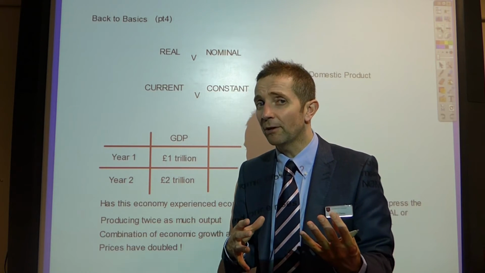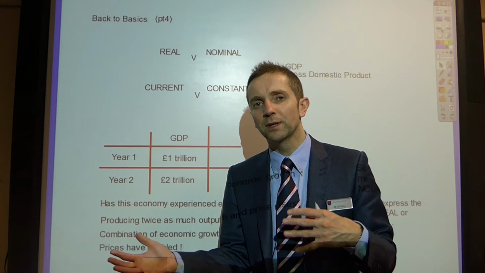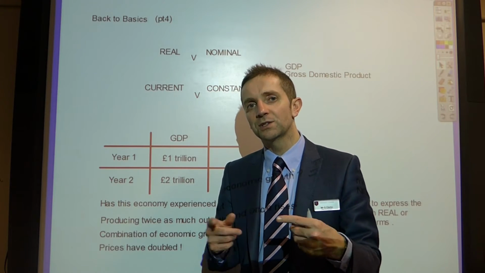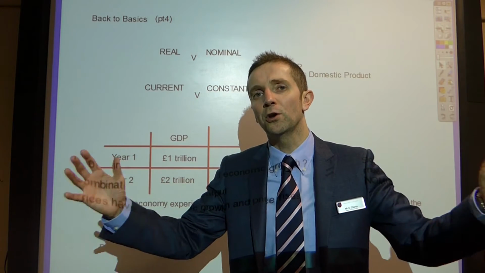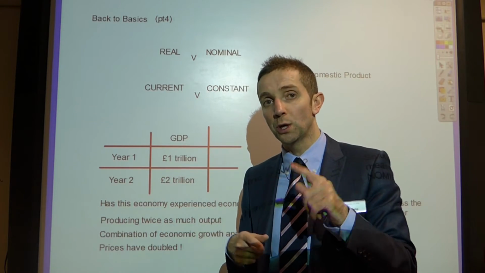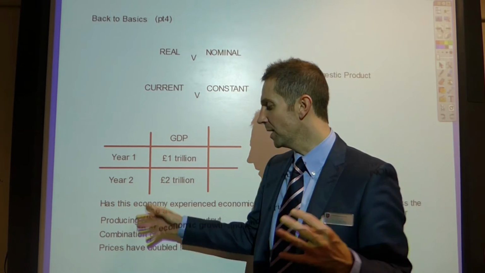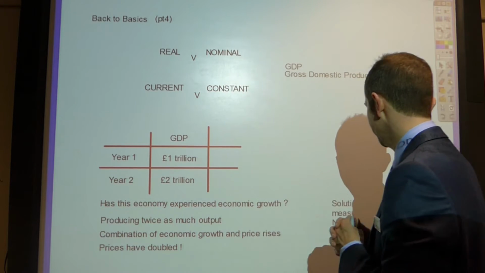Or, worst case scenario, you might not be producing any more output. It's simply that the value of what you produced this year, the price of it, is twice as much as it was last year. So you're not actually producing any more output. The reason that this number has inflated is due to inflation. So which of these three things might it be, and how do we as economists go about solving this problem?